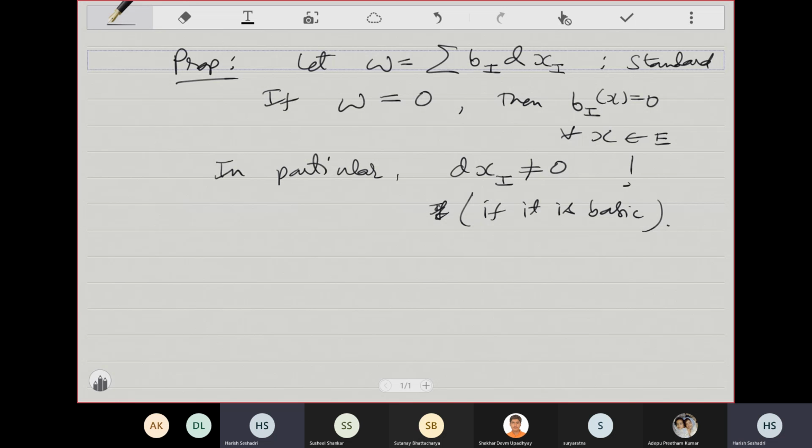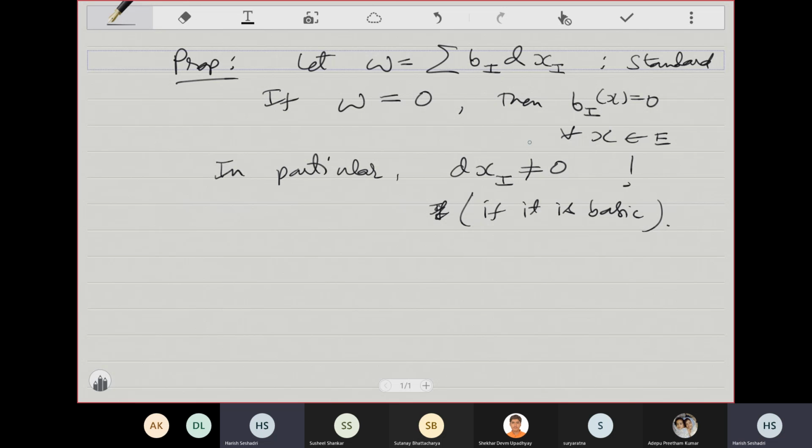So how does one prove this? Basically, the proof essentially boils down to finding, for each multi-index I, a k-surface such that dxi acting on that k-surface is not 0, but dxj acting on that particular k-surface is 0 for any other j not equal to I. Then I'll be able to isolate these functions bi and get what I want.